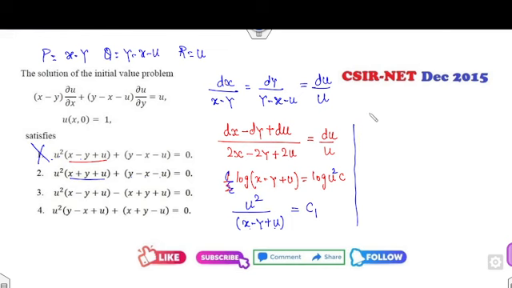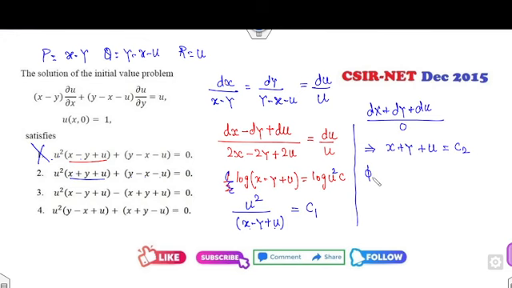I need x plus y plus u. How can you make x plus y plus u? I can add them. If you add them, y will be cancelled, x will be cancelled. This is 0. What does it mean? If you integrate them, x plus y plus u is my constant.